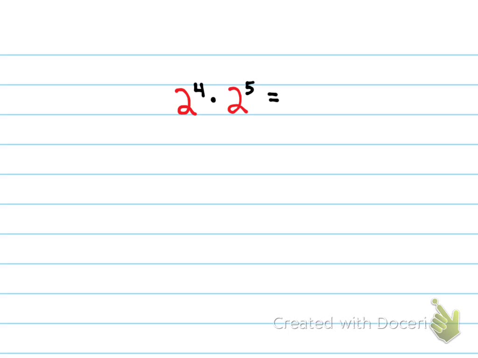Those rules were, if we have the same base and we're multiplying two numbers together, I can add the exponents and keep the base. Base is 2, 4 plus 5 is 9. And remember, I can do the exact same thing with variable bases. So long as the bases are the same, I can keep the base and add the exponents together.